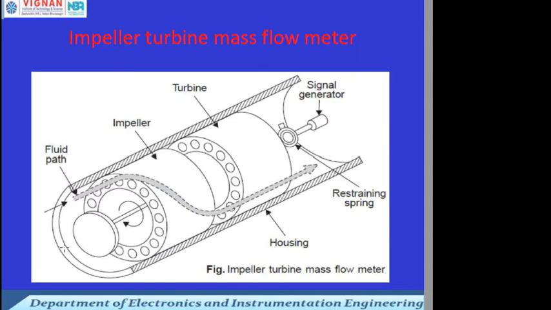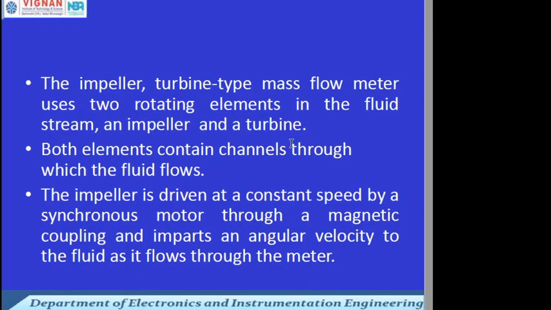Then the next one, the turbine impeller type of mass flow meter. In this impeller turbine, one impeller will be placed and the fluid will be passing in this direction. The outer side casing will be available, and a restraining spring is arranged here, which will be connected with the signal generator. This is the construction of the impeller type mass flow meter.